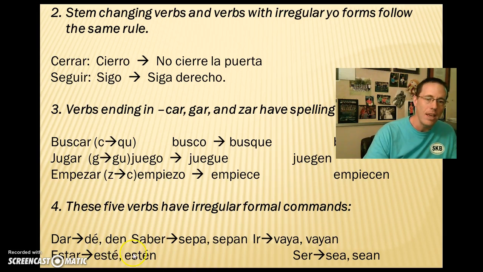Estar becomes esté or estén. And ser becomes sea or sean. So those are your 5 verbs that have irregular formal commands, both the singular versions and the plural versions for each one.